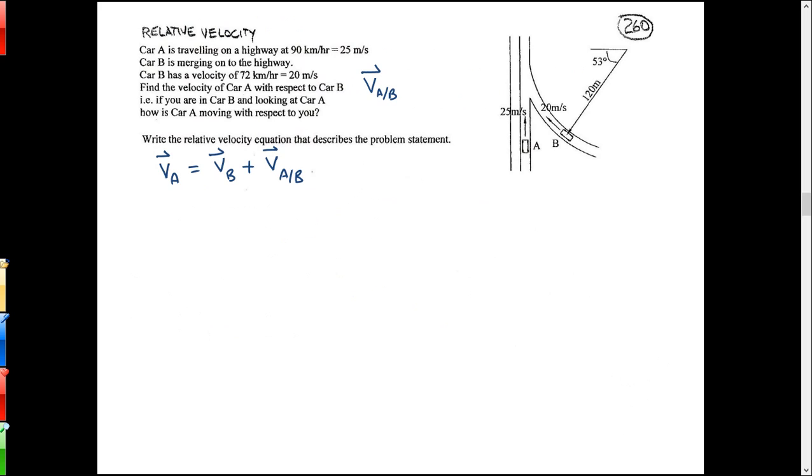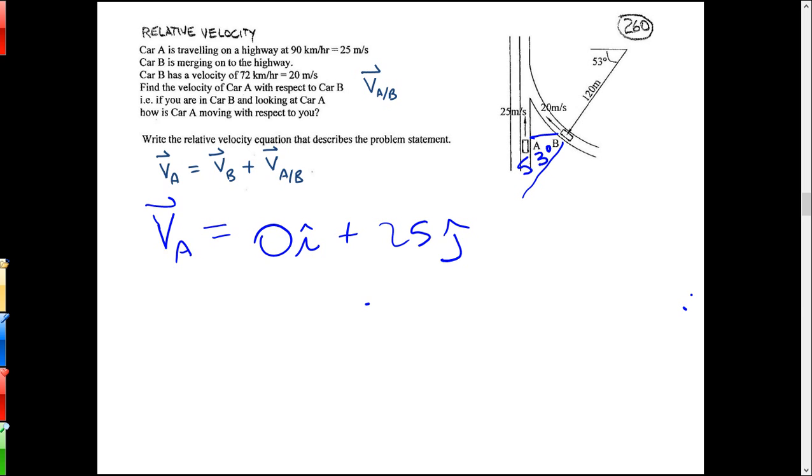I think VA is pretty easy, isn't it? VA is just going due north, straight up. So that's going to be 0i plus 25j. That's the easy one. Now, VB will be a little bit trickier because it's at an angle. When I want to get the angles for this stuff, I always draw pictures when I'm doing geometry. Now, I've got 53 degrees there, and this angle down below here is parallel, so that's 53 also. Parallel angles are congruent, I think is the fancy way of saying that. They're the same.